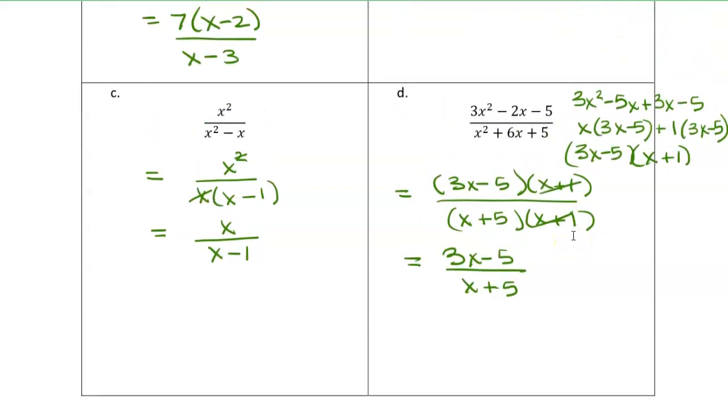All right, so I guess that takes care of skill 1. I'll meet you in the next video to talk about how to add fractions with a common denominator.